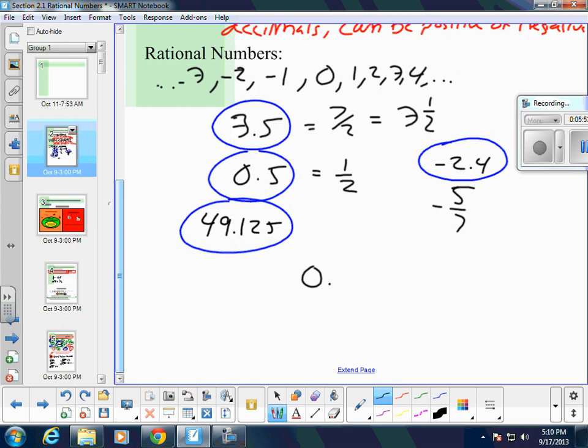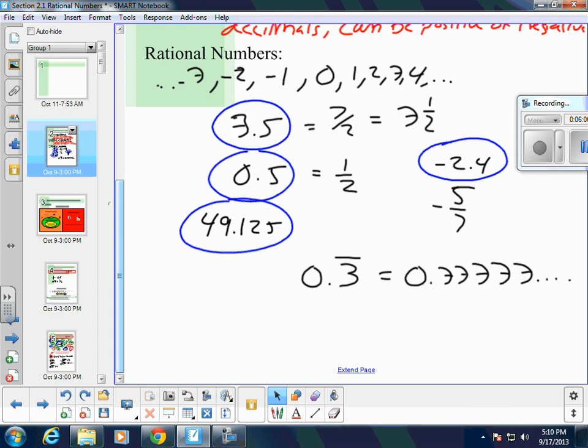Something like 0.3 repeating. That means this number is just like 0.3, 3, 3, 3. It goes on forever, an infinite amount of threes. These also are rational numbers. If it's a repeating decimal, it also is rational. It fits in that category.